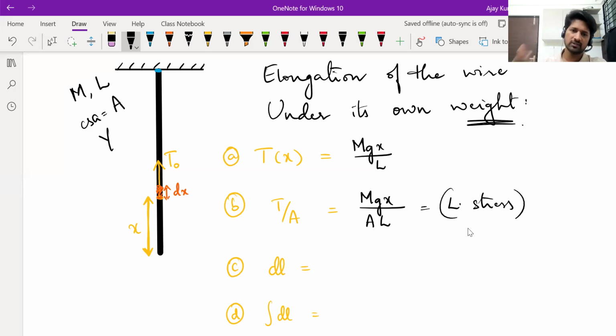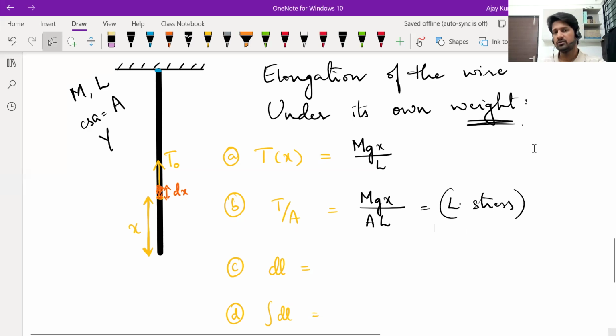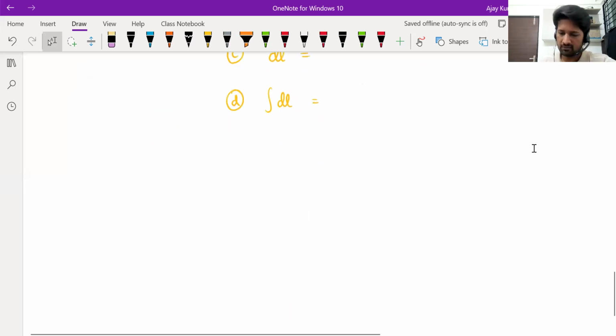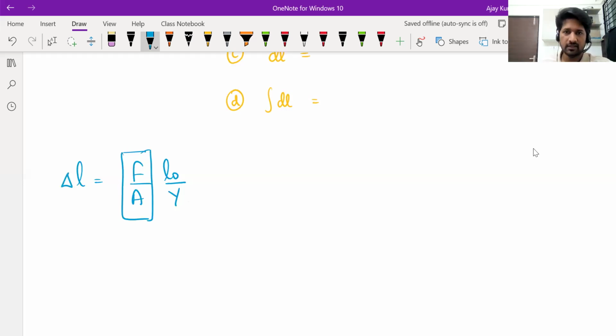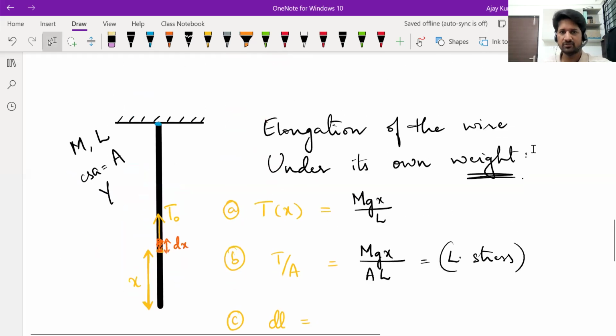Now from distance to distance, the stress is going to change. What we want to find out is the total elongation in this wire. We have a formula for elongation based on Young's modulus Y equal to stress by strain: elongation is equal to stress into natural length divided by the Young's modulus. But as I said, this is applicable only if the stress is uniform. Here, from distance to distance, the stress varies. So for the entire wire, the stress is not uniform.